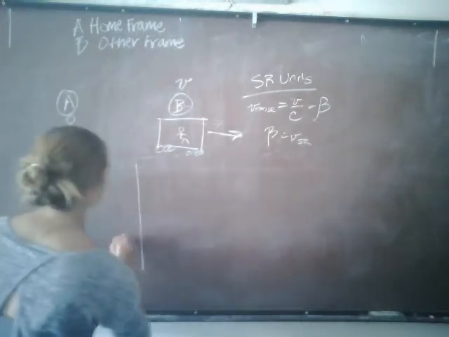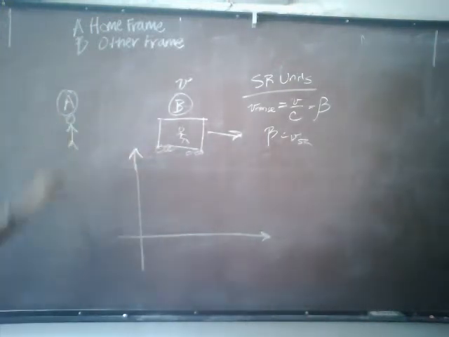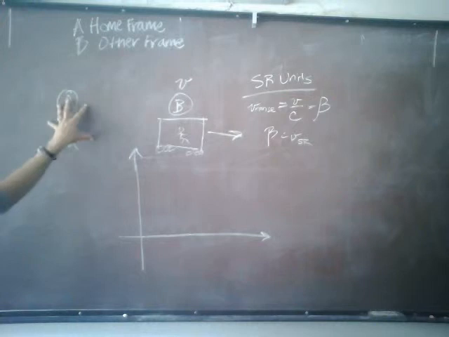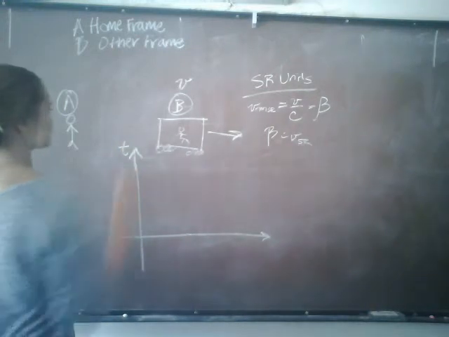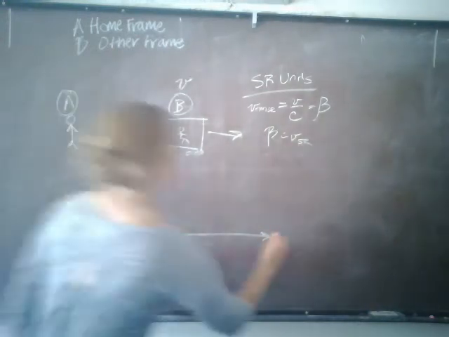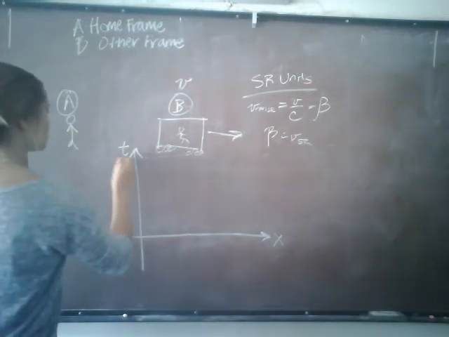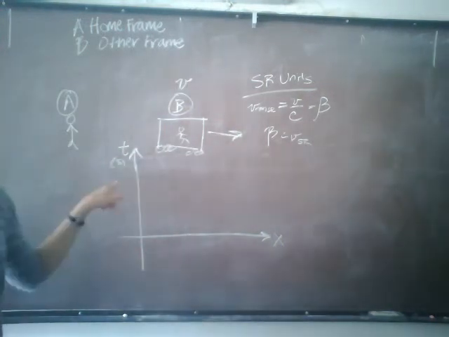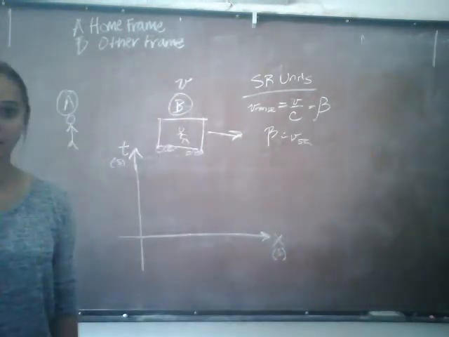Well, to start, this is from the home frame. This graph I'm going to draw is according to this person, A, who is in the home frame. So, this axis is going to be our time axis. This axis is going to be our position axis, x. Now, the time axis is, of course, in a unit of time, seconds. X we're also going to make in units of time, seconds.